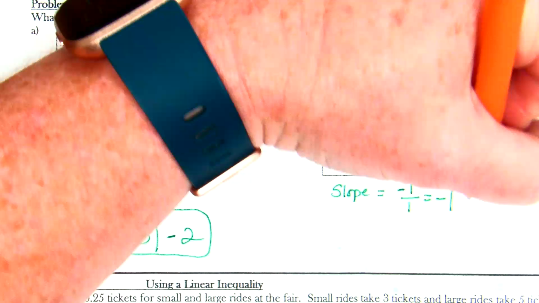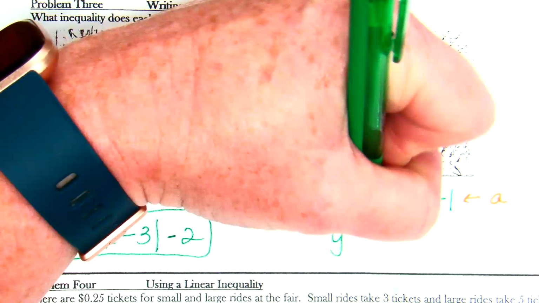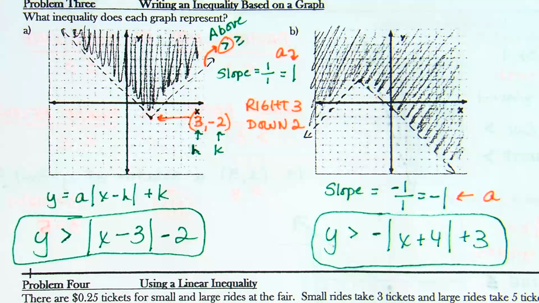So I'll write the answer here in case you want to try this on your own. I know I don't have time to explain it, but I will write it there. Okay, it's y greater than the negative, notice I just put negative instead of negative 1, absolute value of x plus 4, plus 3.